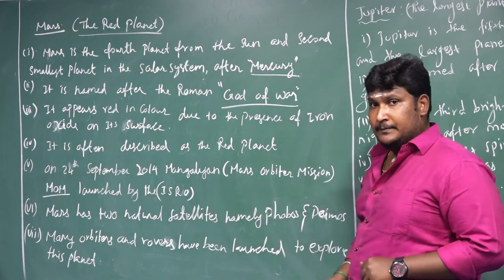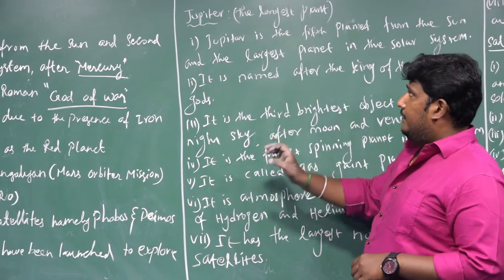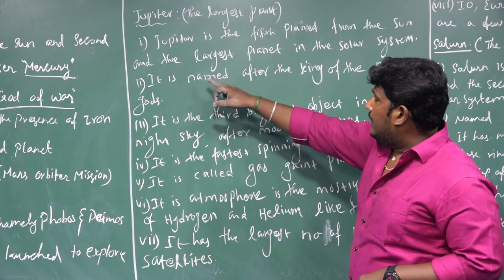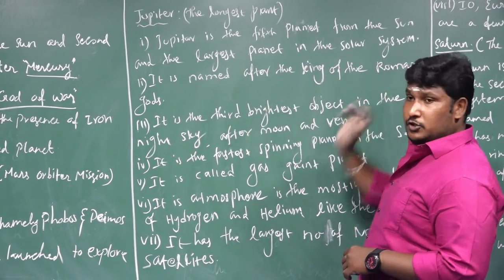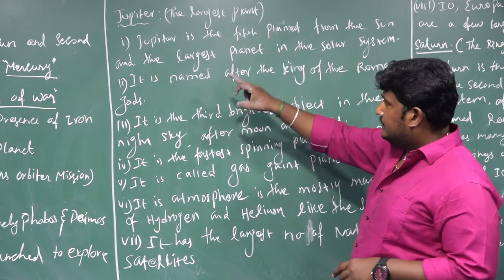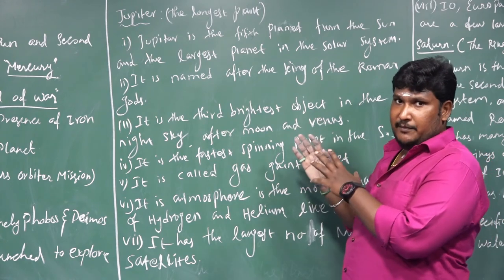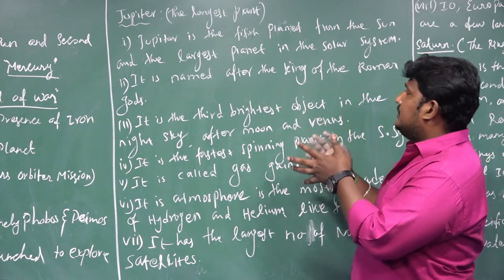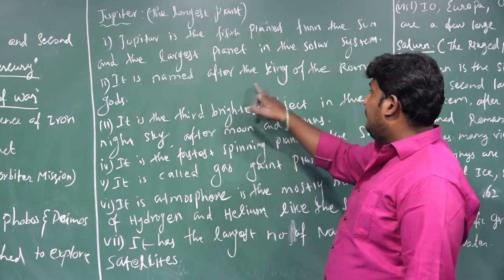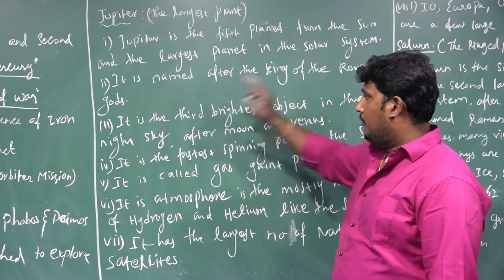The fifth one is Jupiter, the largest planet. Jupiter is the fifth planet from the Sun and the largest planet in the solar system. It is named after the king of the Roman gods.